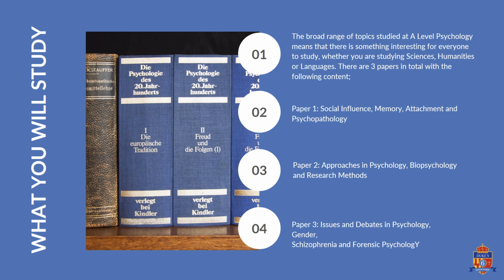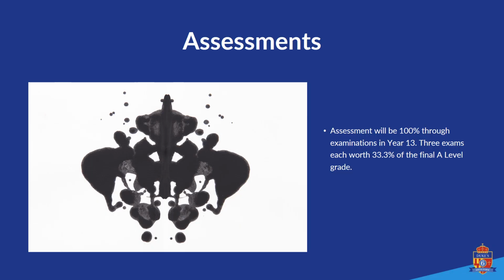And finally there is a topic on forensic psychology, which examines what causes offending, what different kinds of offenders there are, and what the various management techniques available for offending are, such as token economy and restorative justice. So as I mentioned, that totals 3 exams. They are all 2 hours long, and they will take place at the end of year 13. So there is no coursework whatsoever within the A-level psychology.